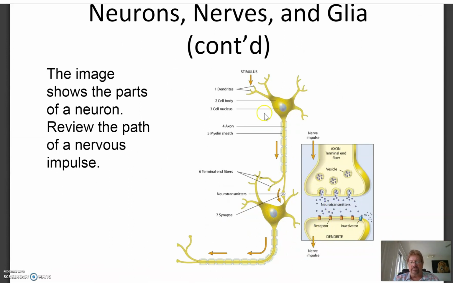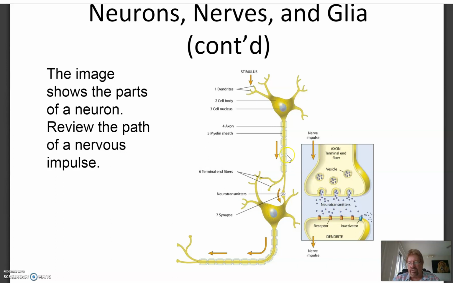So here is the cell body. Here are dendrites. Here's the axon. This cell is connecting to the cell down here. Its axon is coming down and connecting to one of the dendrites of this one. There are gaps there called synapses. Here's a picture of this synapse right here. And then there are chemical messengers called neurotransmitters that continue that signal.